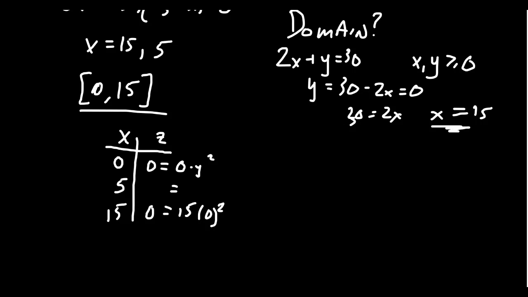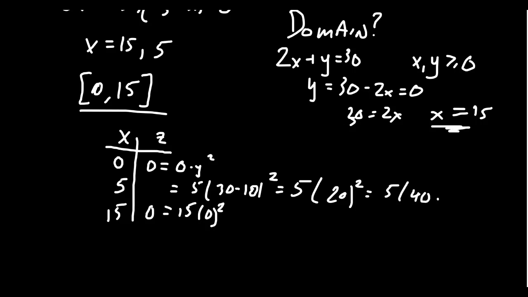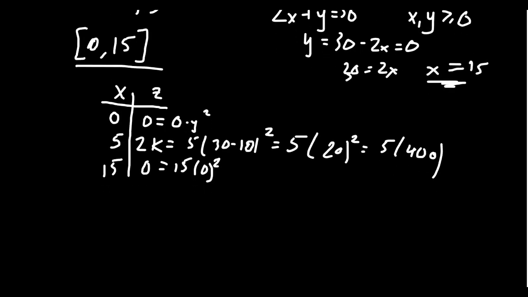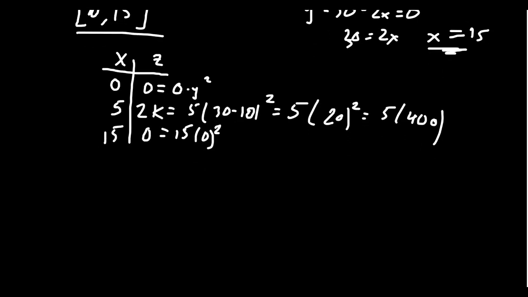So to maximize, we get 5 times, 30 minus 10 is what we get for y this time, so 20. So we get 5 times 20 squared, 400. And so then we end up with 2,000 as the corresponding z value for x equals 5. And that's going to be our optimal solution here.